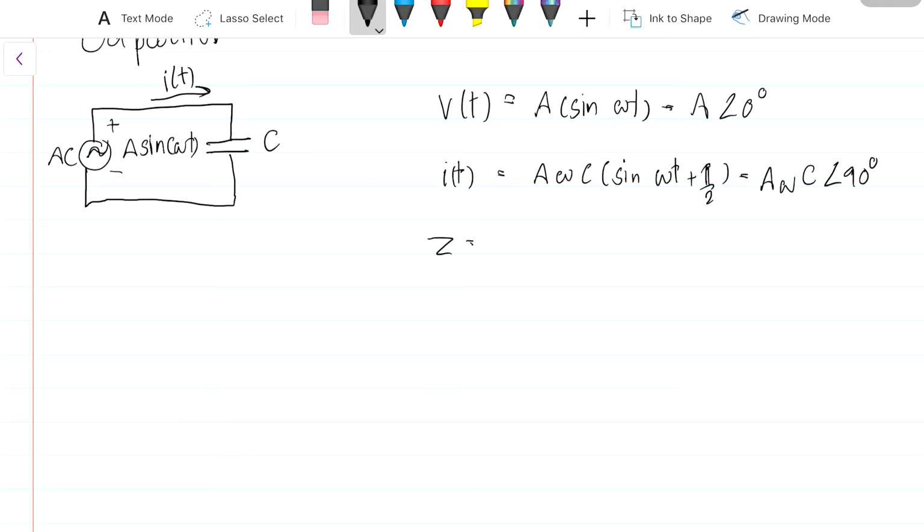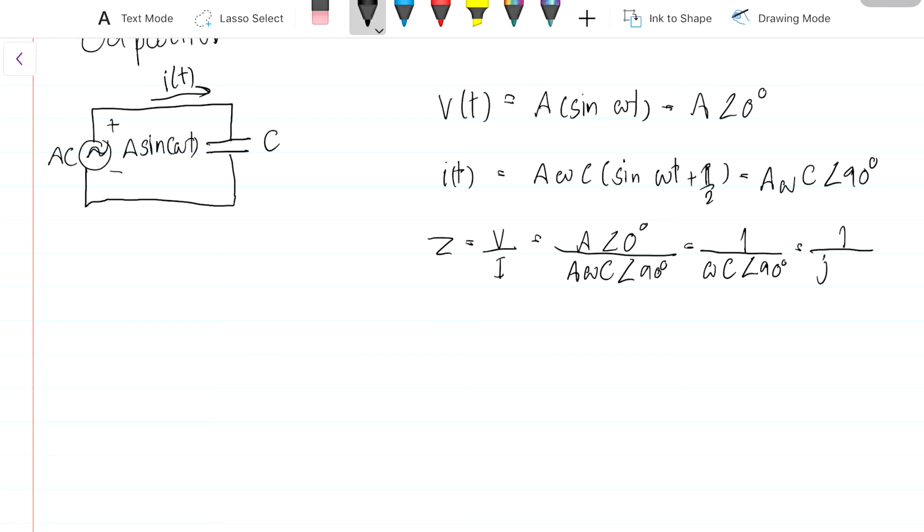And then the impedance of the capacitor is V over I, or A with the angle 0 degrees divided by A omega C with the angle 90 degrees, or equal 1 over omega C with the angle minus 90 degrees, or equal 1 over j omega C.